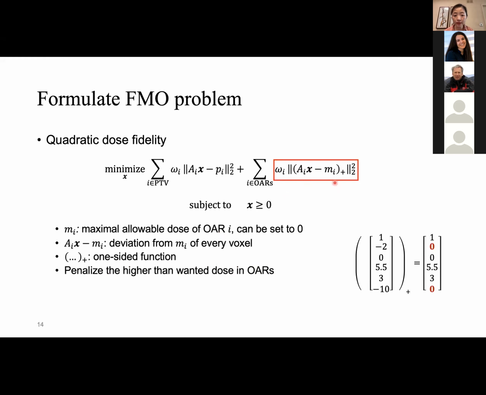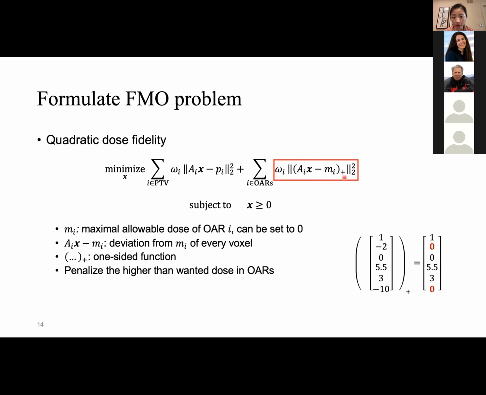Here we add a one-sided function, with this positive sign. What this function does is, for the vector within this one-sided function, if an element has a non-negative value, then it will keep its number. If it's negative, it will make this element 0. So what this entire term does is keep only the OAR voxels that have dose larger than the allowed number and penalize them. We can still use a quadratic term and a weighting parameter here.